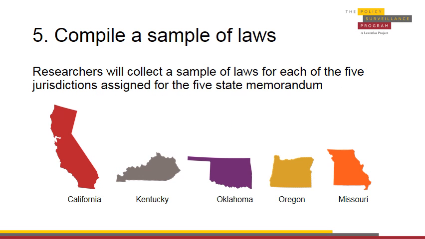When writing the 5-state memorandum, researchers will collect a sample of laws for each of the jurisdictions assigned. Looking at important features of the law collected in the 5-state memorandum allows the project team to draft questions later in the process. This step also gives the research team an idea of how the laws on the project topic are structured. For an example of a 5-state memorandum, please see the related resources within this module.